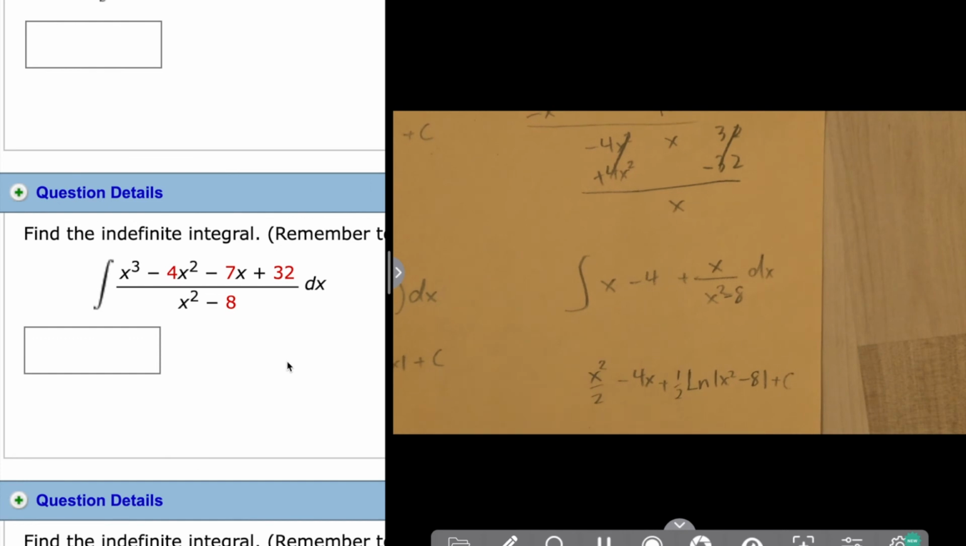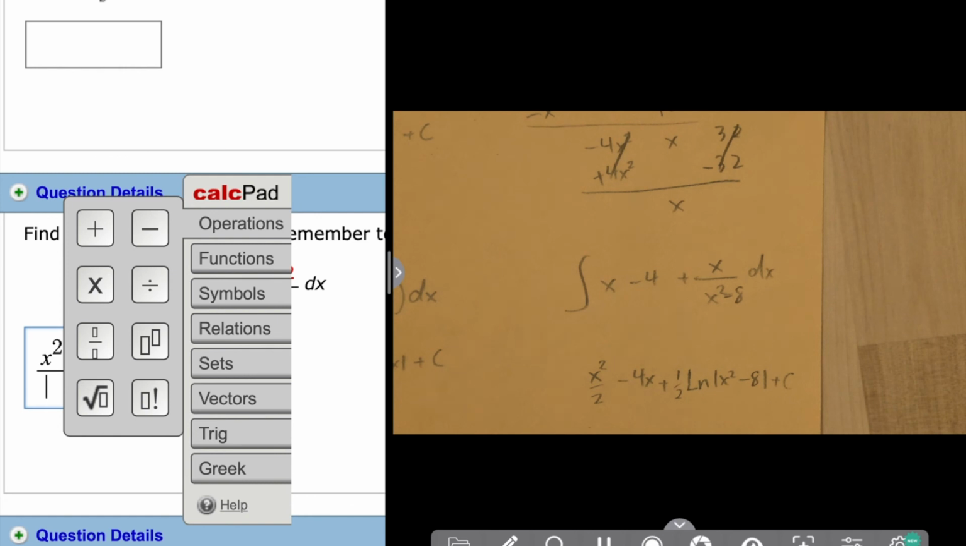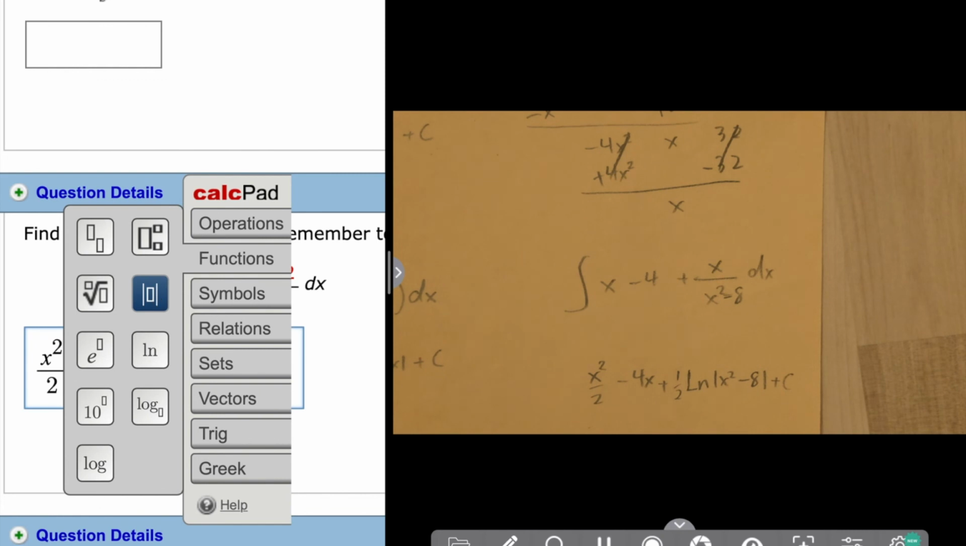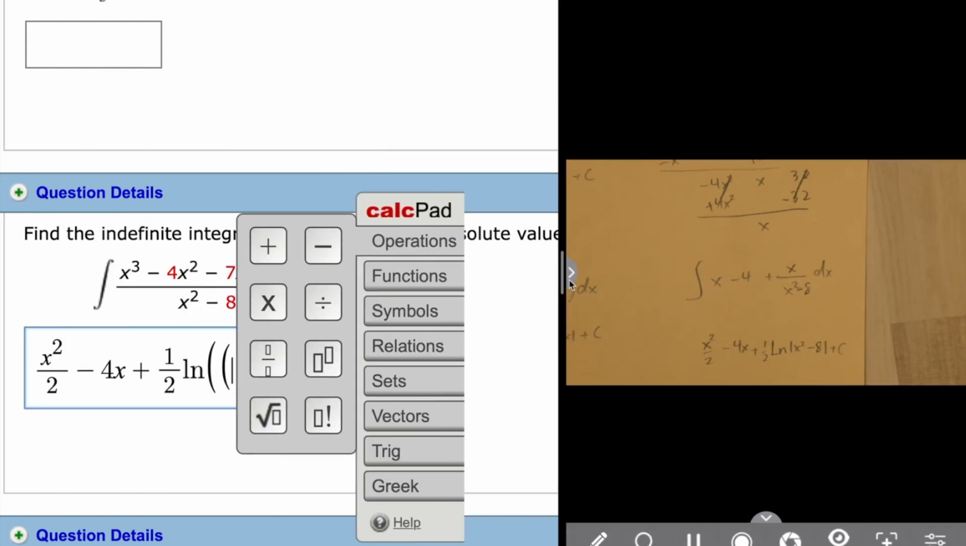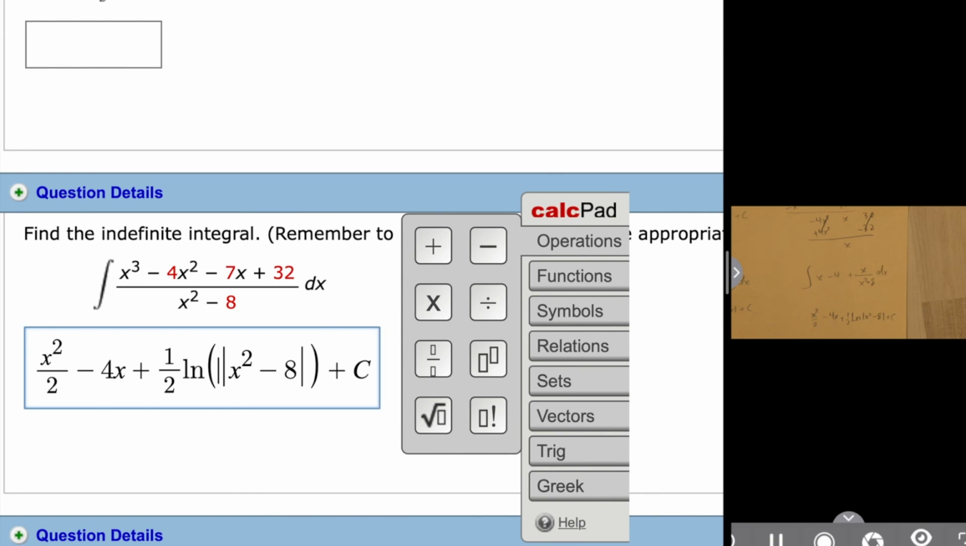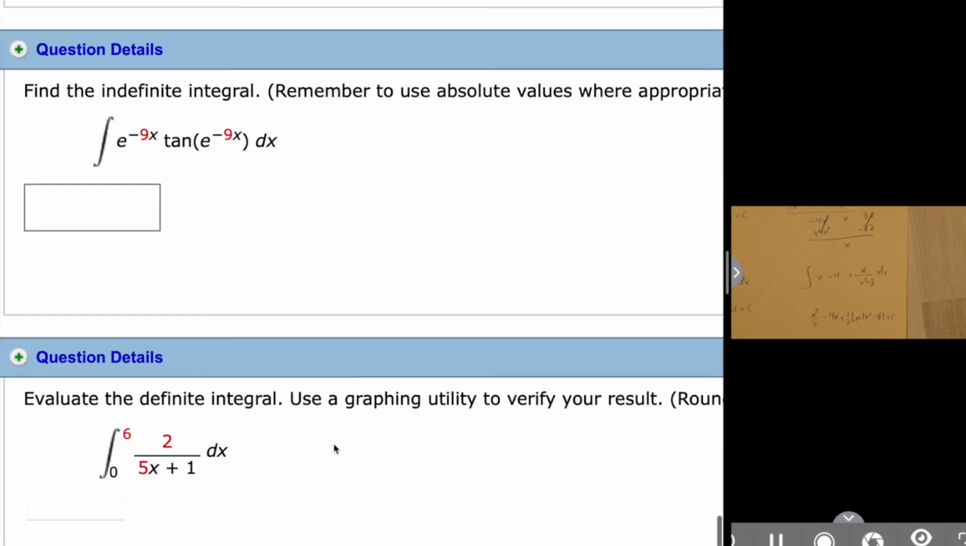All right, so we'll type this in, make sure it's right, and that'll be the end of this video. X squared over 2 minus 4x, and now we're flying blind, 1/2 ln of absolute value of x squared minus 8. Don't forget the plus c. How'd we do? We had an extra set of parentheses, so maybe let's eliminate those if possible. Cool. All right, let's check our questions and see if I made any pesky errors.